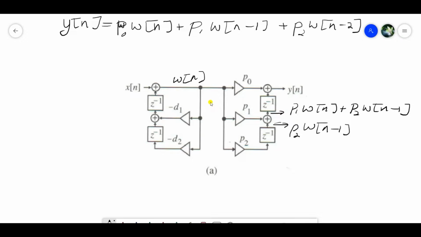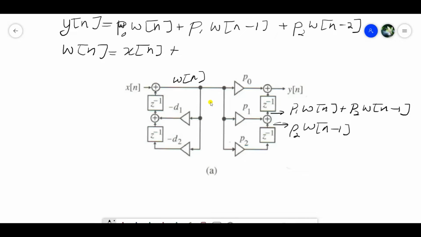So now we have to look at what is wn, so that we can write wn in terms of xn, and so that we know the relationship between yn and xn. Okay, so yn is a product of xn plus this signal here. So wn is xn plus, what is it?